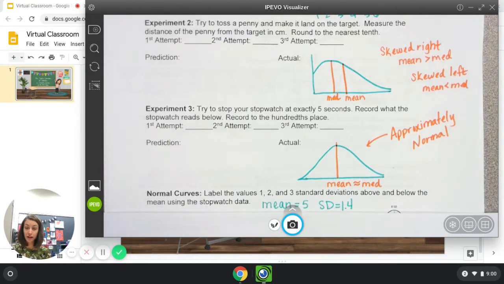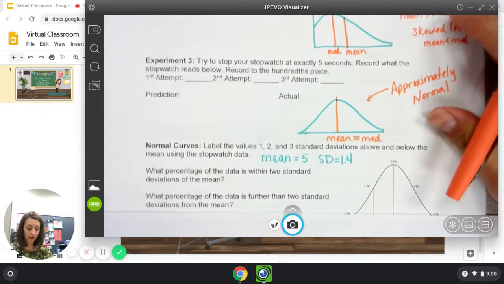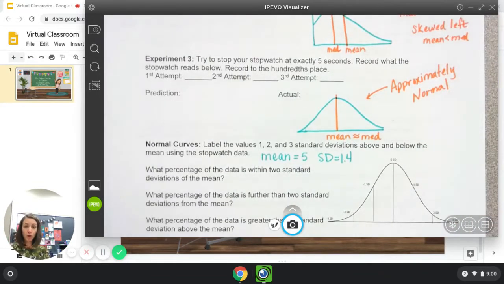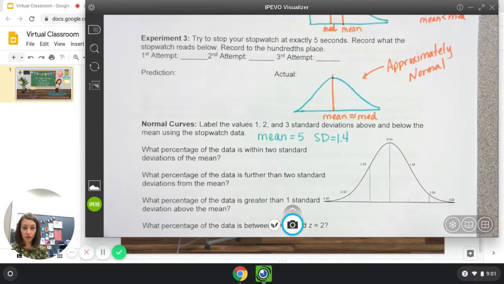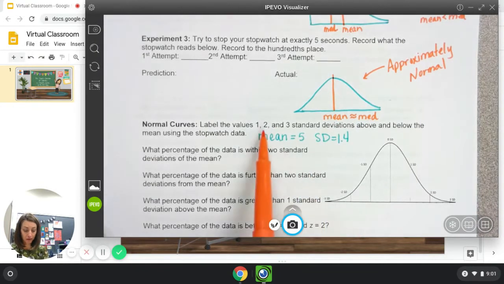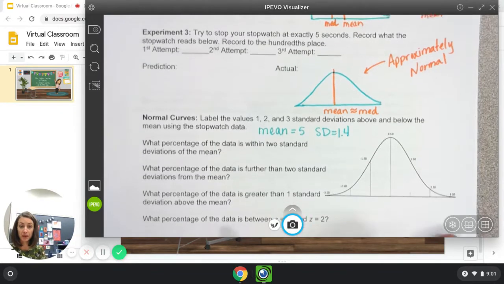Okay, so using our stopwatch data, it had a mean of 5 and a standard deviation of 1.4. Okay, I went ahead and calculated that for us. We are going to label this normal curve using that and label it 1, 2, 3 standard deviations above and below the mean.